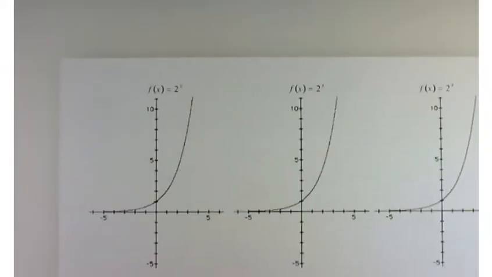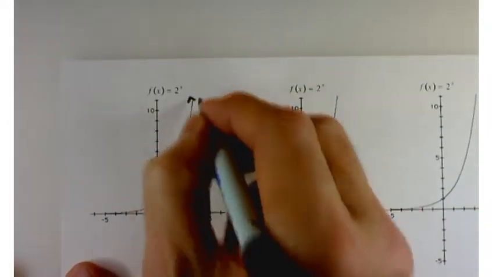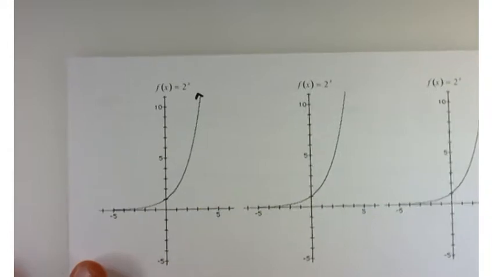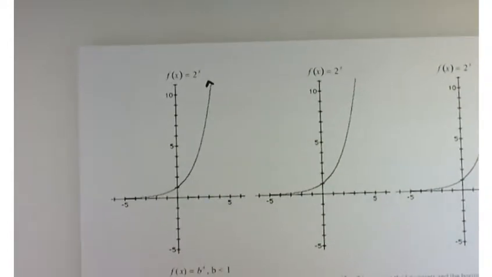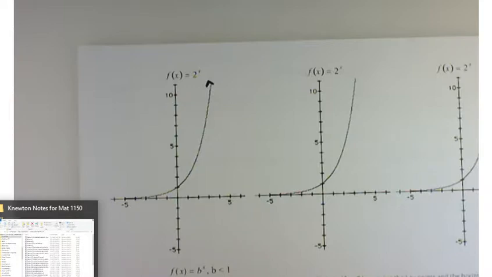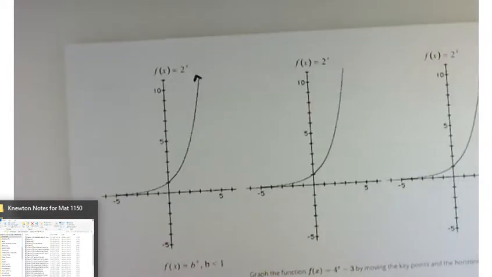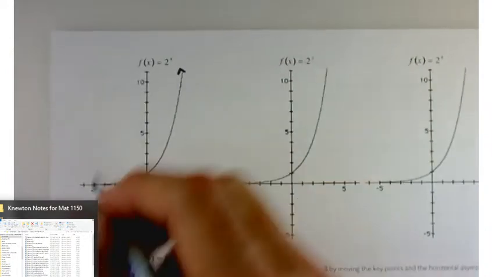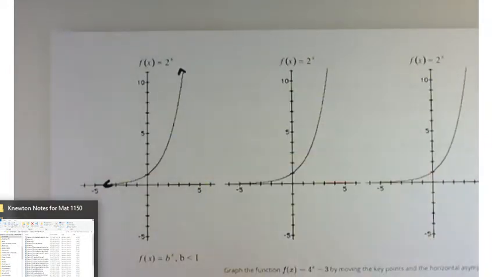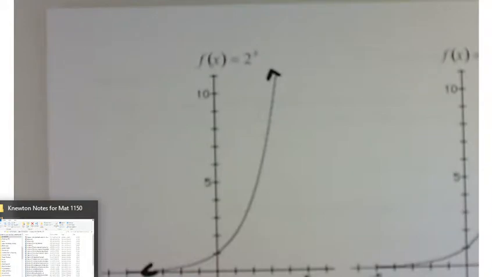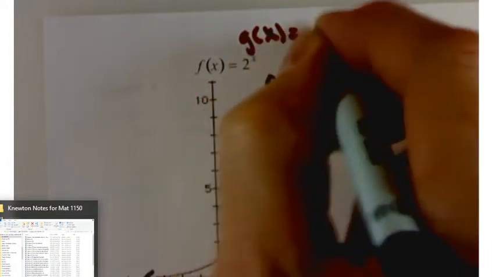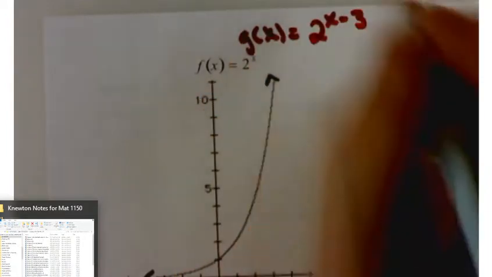So I started you out with the graph of f of x equals 2 to the x right here. And what I want us to do is look at shifting these things around. So let's see what happens when we shift this around. So we've got the graph of f of x equals 2 to the x. What would happen if I looked at a different function instead? Let's say g of x equals 2 to the x minus 3.